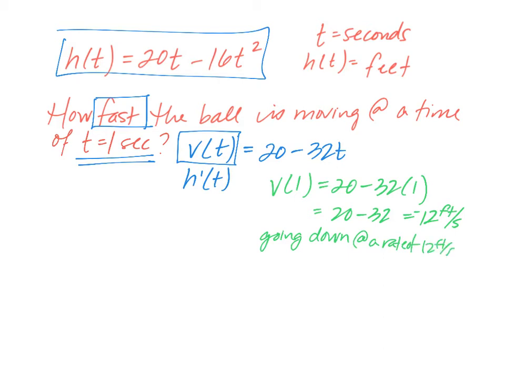Notice I didn't say that it's going down at a rate of negative 12 feet per second, because I can either say this is the rate of change, or I can say that it's going down and the rate is 12 feet per second. That negative tells me that it's going down, so I'm not going to say that twice when I'm interpreting it.